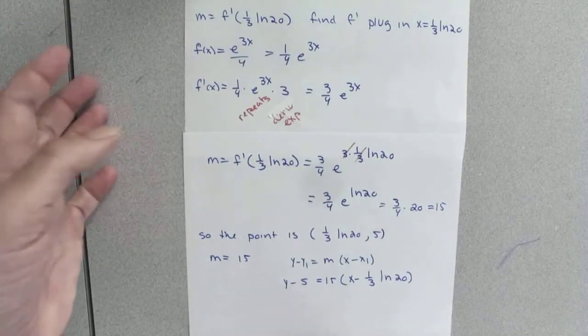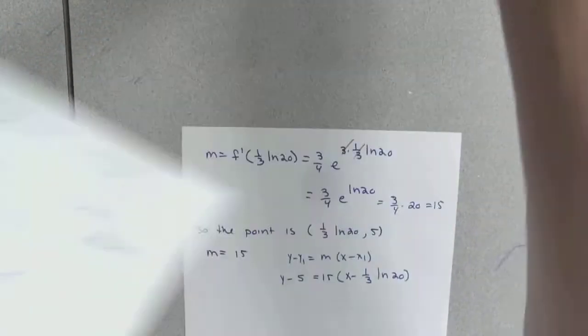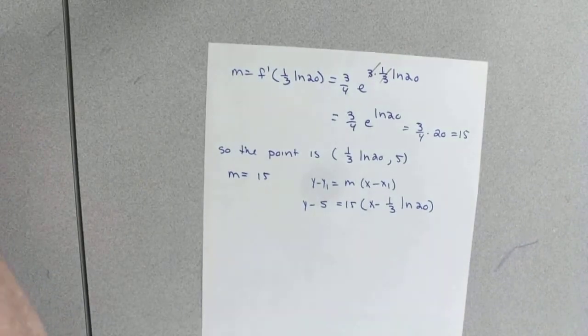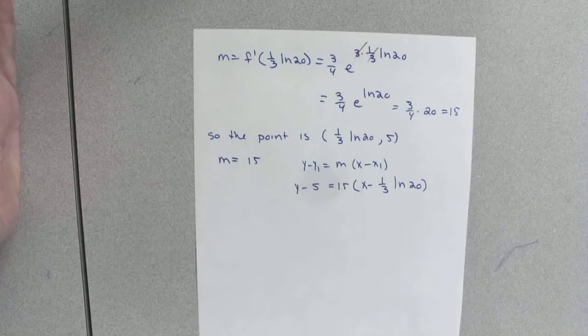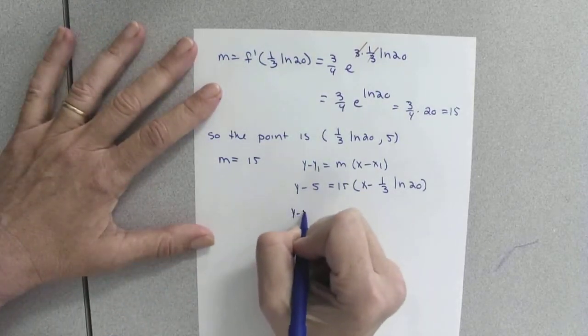Now, if all I've asked for is the equation of a tangent line, you can stop right there. That's an equation of a tangent line. We're going to check it and hope that this is right. So to check it, I'm going to need it in mx plus b form, slope-intercept form.